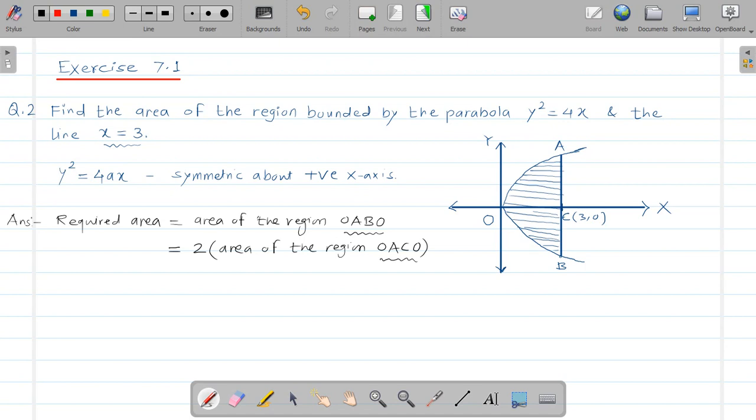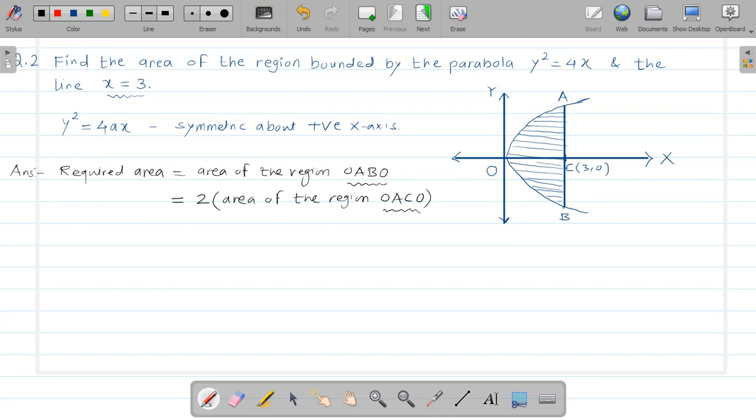Now how will you get that? See here, now the calculation, we will apply the definite integration here. So it will be 2 times. Now it is bounded to x-axis, so it is bounded from 0 to 3. See in this figure. So we have to take the integration from 0 to 3 of y dx. It is bounded by the parabola to x-axis, means this region. Remember, we are going to calculate this region from this parabola to x-axis.